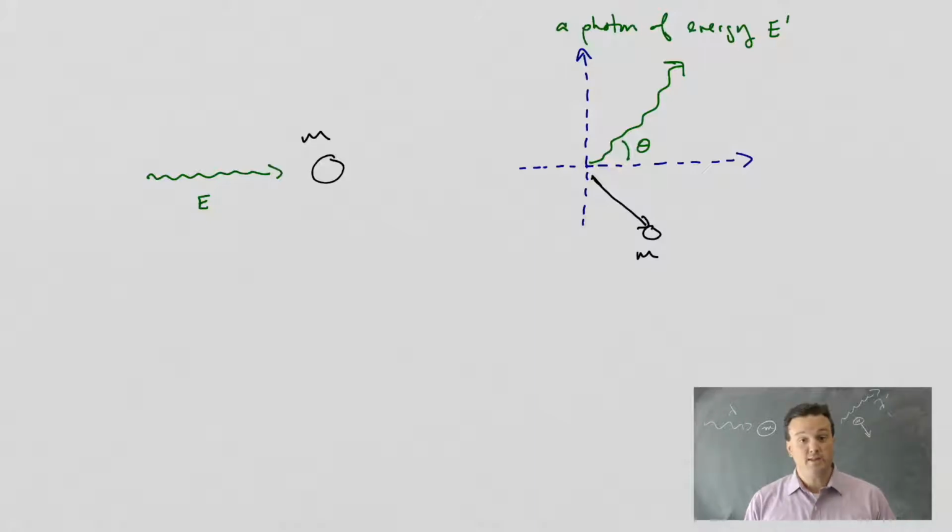So in my final state, both of my particles, my photon and my electron, have momentum in the x, y, and t directions. Whereas in the initial state, my electron only had momentum in the t direction, and my photon had momentum in the x and t directions.